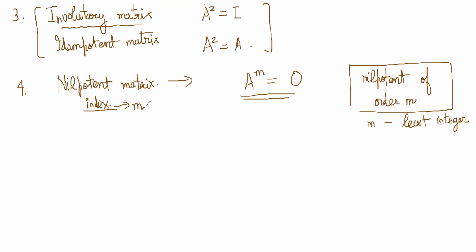The index is m. So, for example, the only way to check nilpotent is to keep multiplying A with itself and seeing when it comes 0, right? A square into A, whether it is 0 or not. You're just checking that it is 0 or not. So the least number that comes is going to be the index, right?